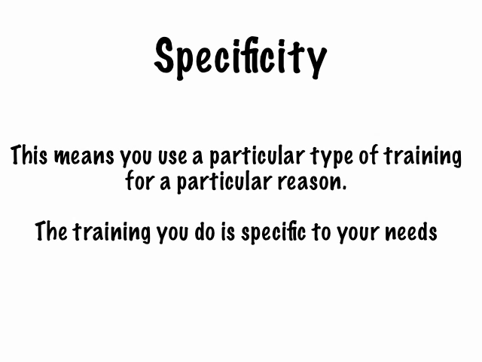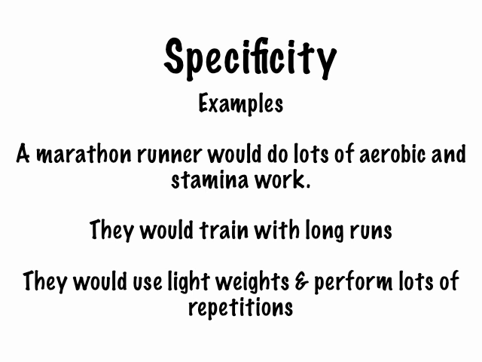Specificity means you use a particular type of training for a particular reason. That means the training you do is specific to your needs. If you take the example of a marathon runner, they would do lots of aerobic and stamina work. That would mean that they would train with long, medium-paced runs. They would use light weights and perform lots of repetitions in order to build up their stamina.